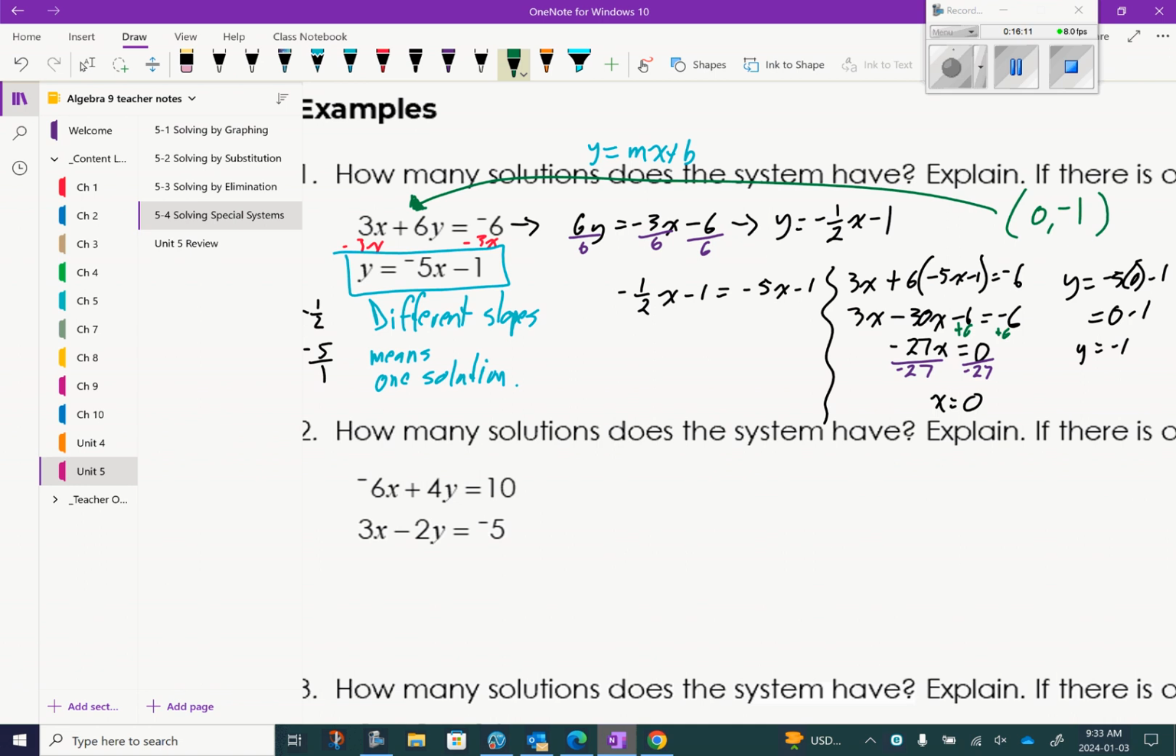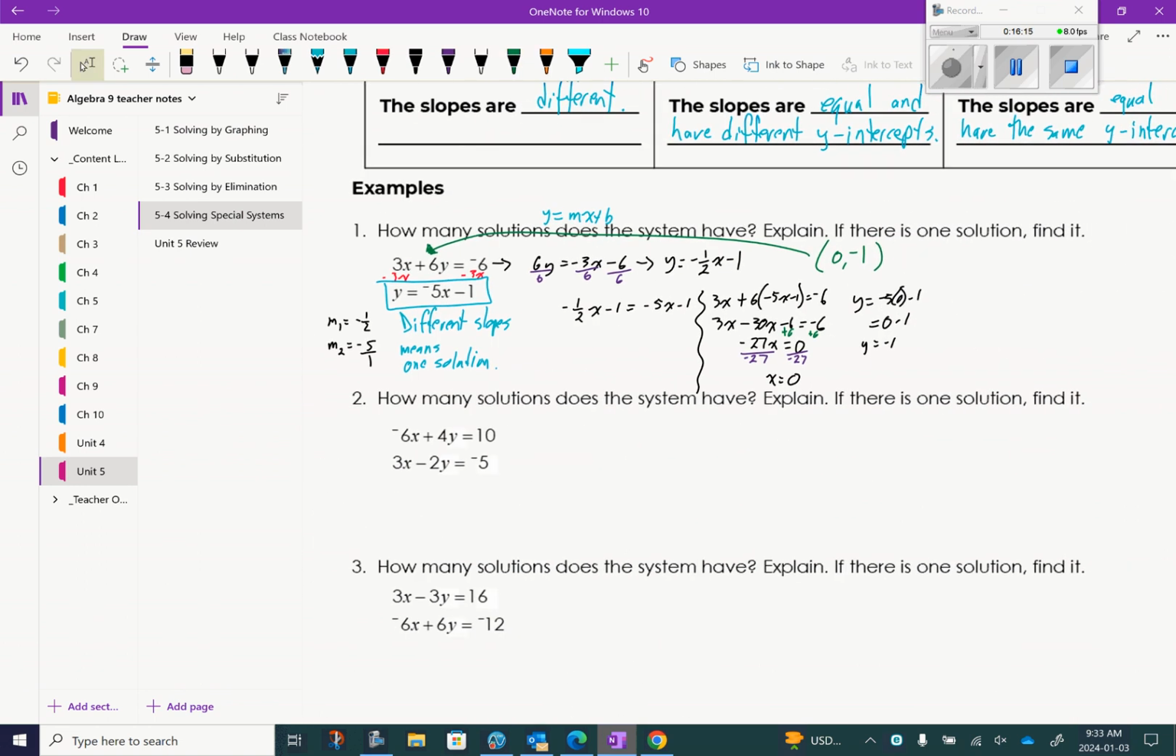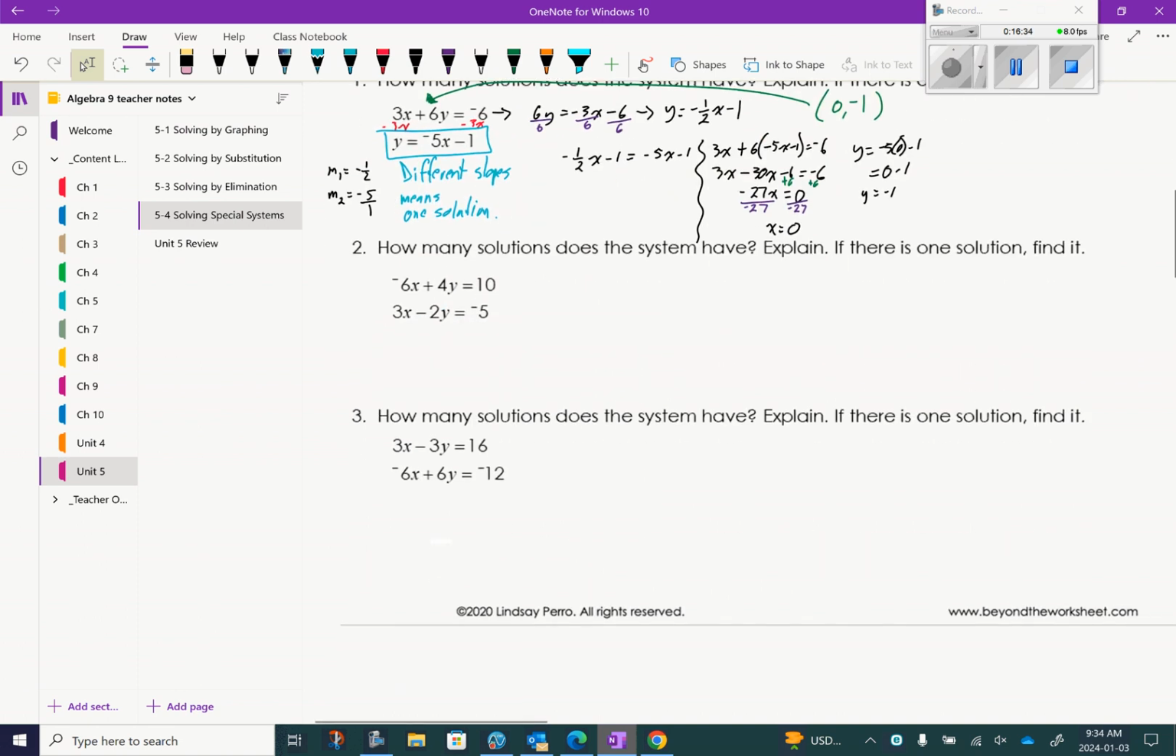So again, this first example here, we need to compare slopes. That's the first part of the process. Explain what we found because of the slopes. In this case, there was some extra work because there was one solution. They told us to find it. Let's take a look at the next one here.